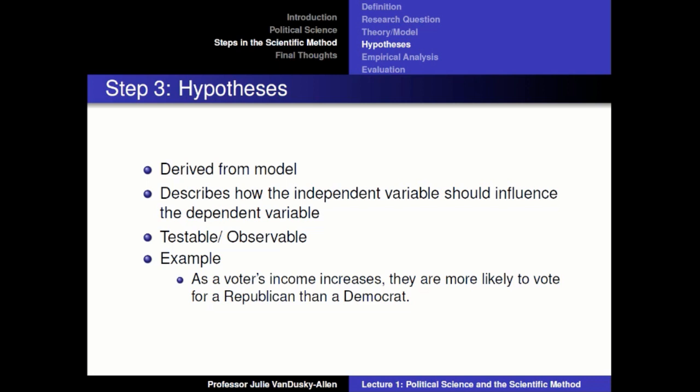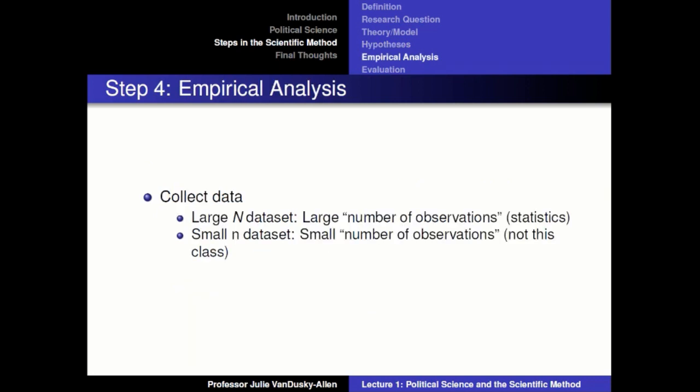So, by deriving testable hypotheses from our models, it allows us to gather evidence that either supports or fails to support our model. The next step is actually collecting and analyzing the data to provide support or failing to provide support for our hypothesis. In this class, we will be focusing on collecting and analyzing large N data sets with hundreds and thousands of observations. Since we have so many observations, we will need to use statistics to analyze the data.